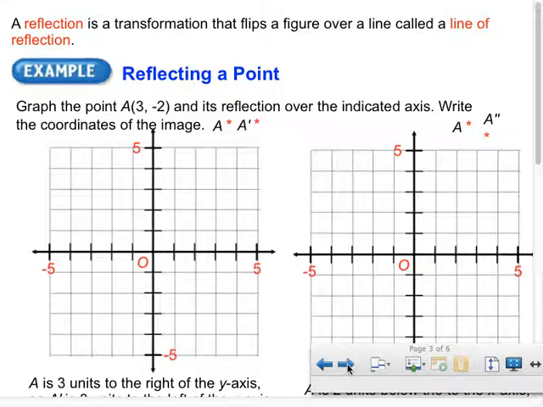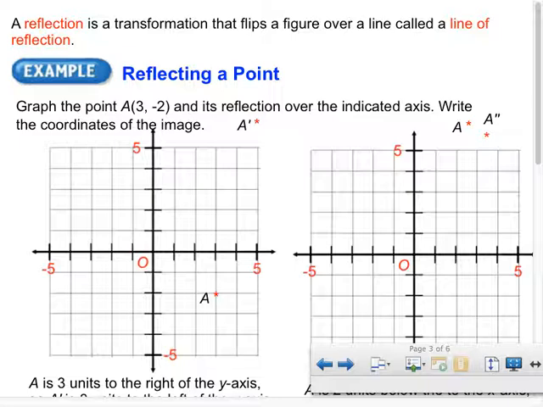So, let me go ahead and graph A. And it says +3, so I go which direction on the x-axis? Right. So I'm going to go 1, 2, 3. And then -2 for the y value, which direction do I go? I drop 2 levels, 1, 2. Now, it wants us to reflect this across the y-axis.